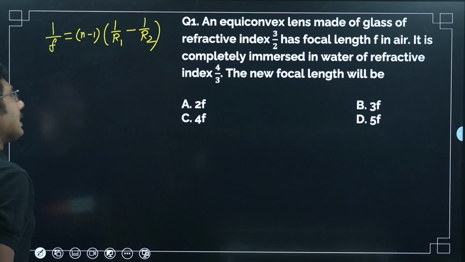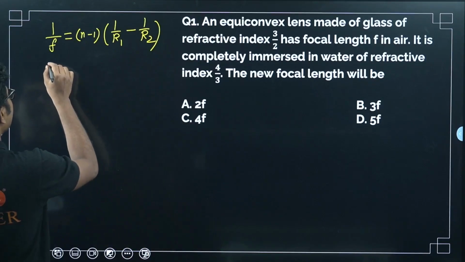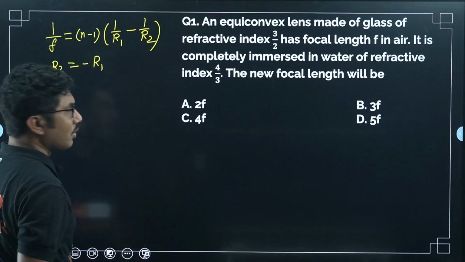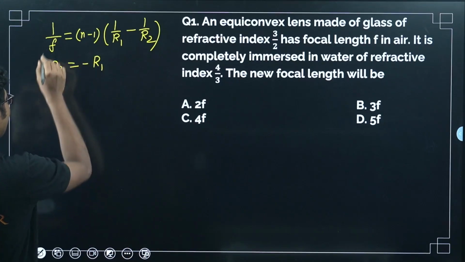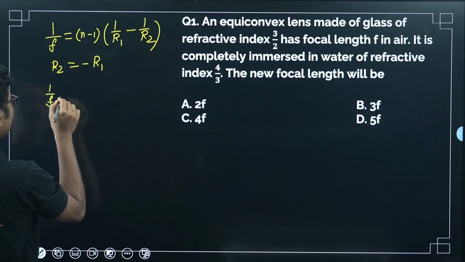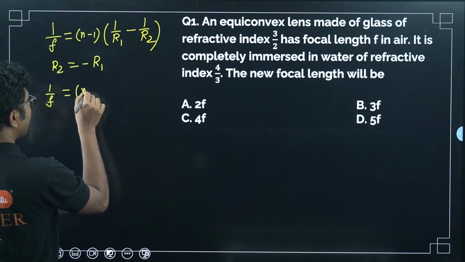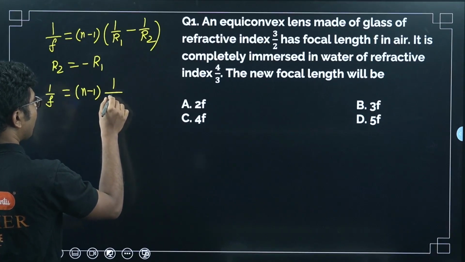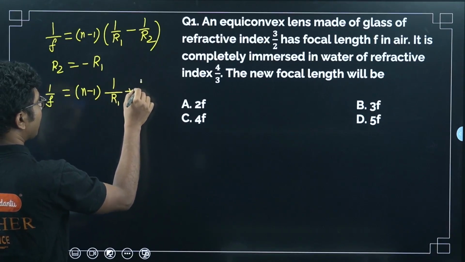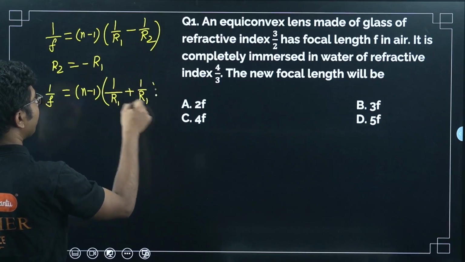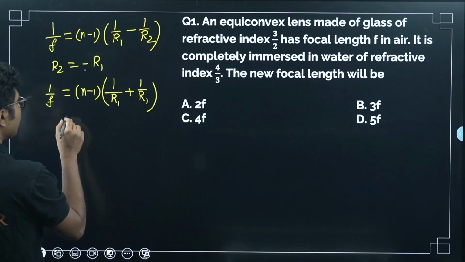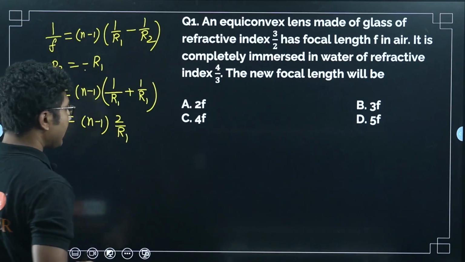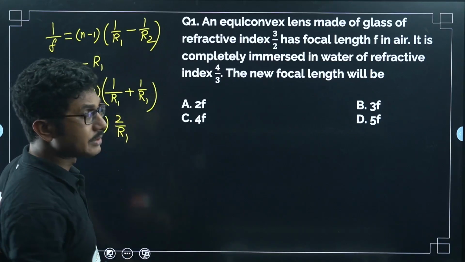Now for an equiconvex lens, r2 equals minus r1. So this formula becomes (n minus 1) times (1 by r1 plus 1 by r1). If you insert the value of minus r1, it becomes plus, so it becomes (n minus 1) times 2 by r1. You remember this; I have already solved similar questions.